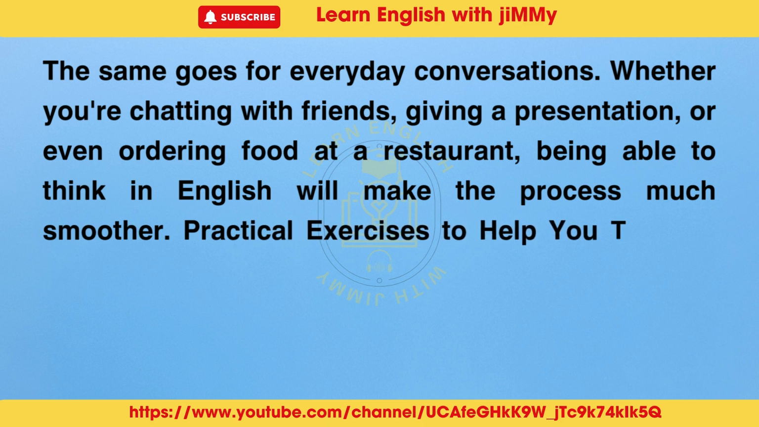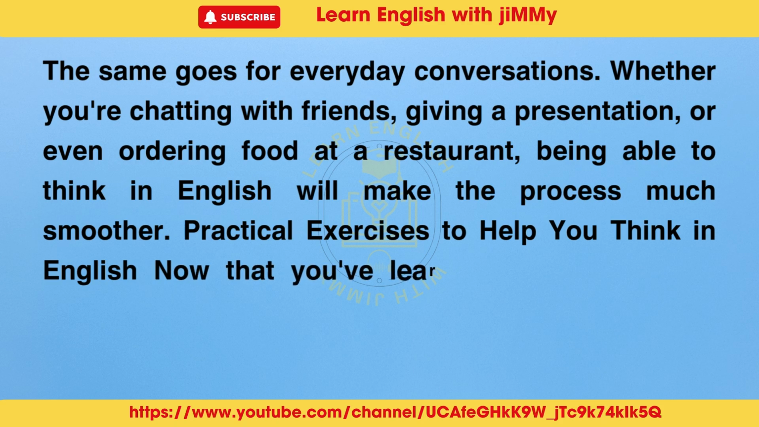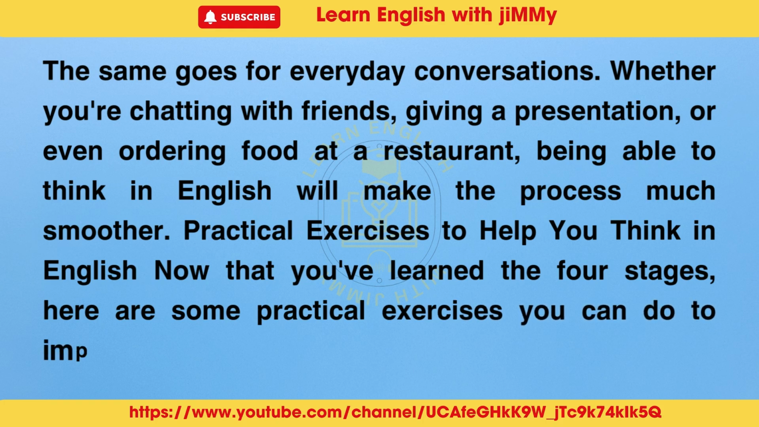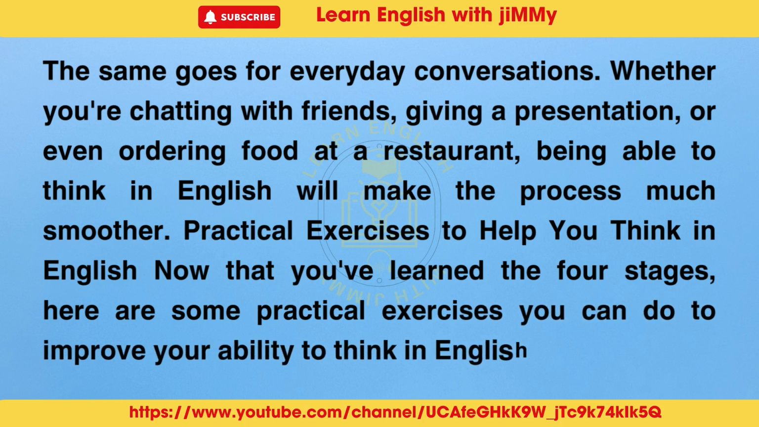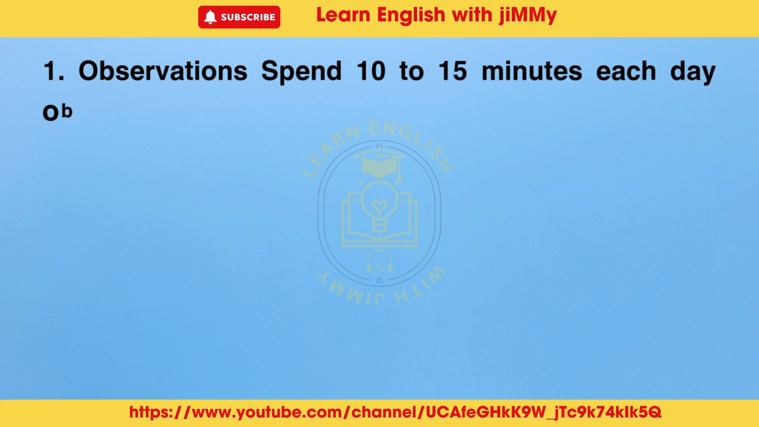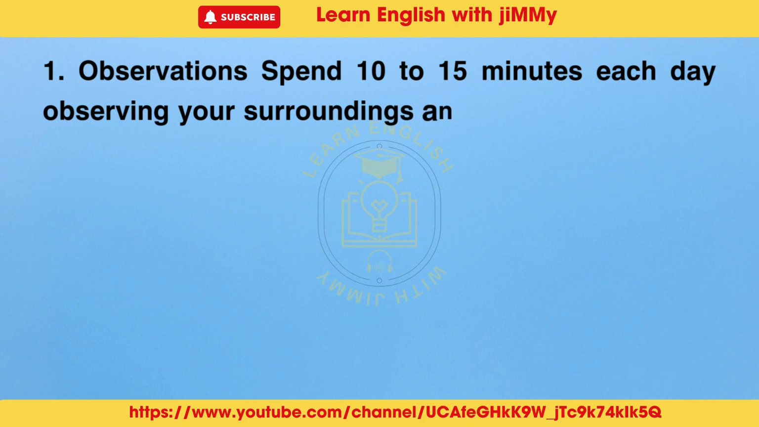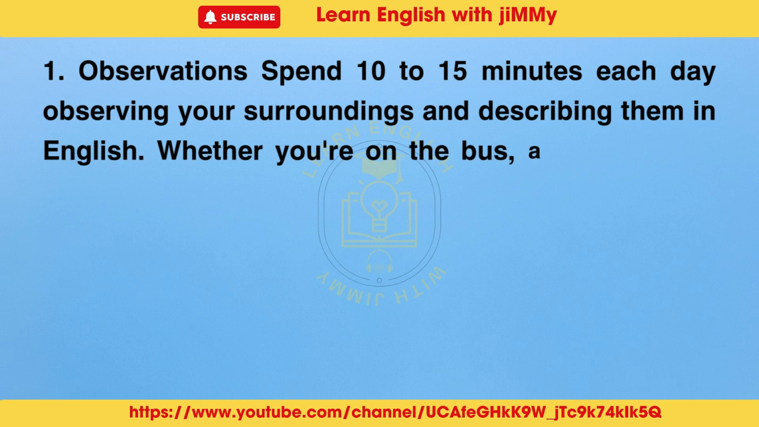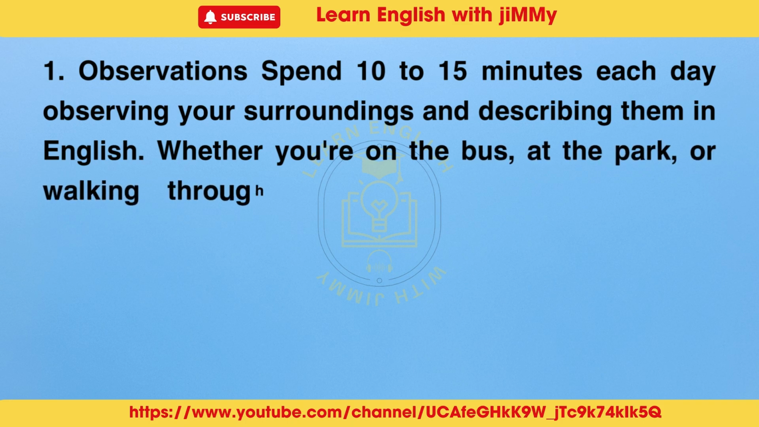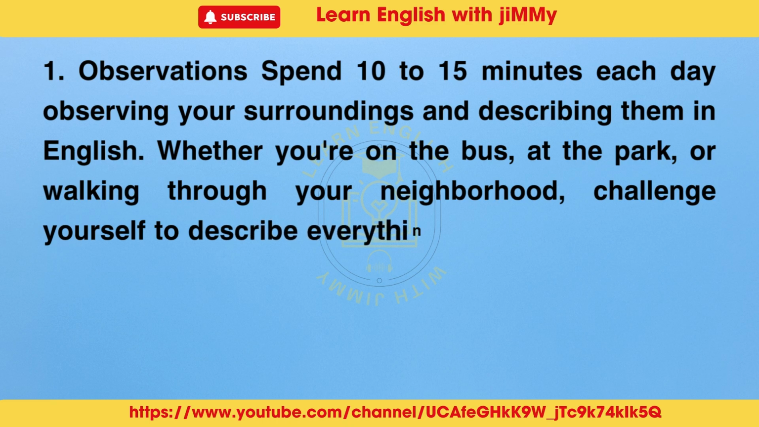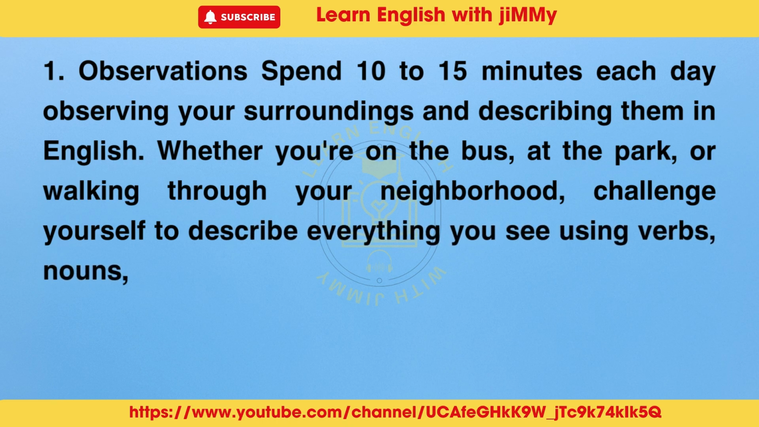Practical exercises to help you think in English. Now that you've learned the 4 stages, here are some practical exercises you can do to improve your ability to think in English daily. 1. Observations. Spend 10 to 15 minutes each day observing your surroundings and describing them in English. Whether you're on the bus, at the park, or walking through your neighborhood, challenge yourself to describe everything you see using verbs, nouns, and sentences.